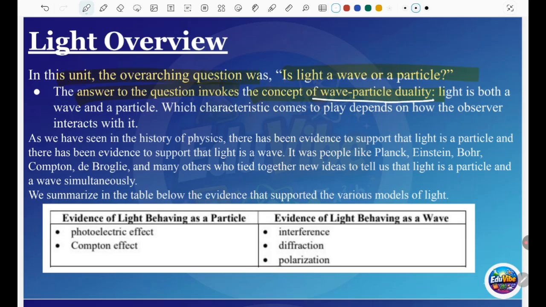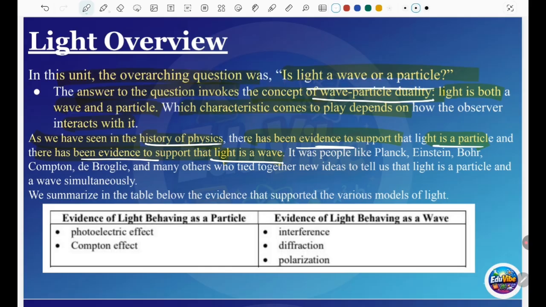Light is both a wave and a particle, and which one comes into play depends on how the observer interacts with it. As we have seen in the history of physics, there has been evidence to support that light is a particle, and there has also been evidence to support that light is a wave. So light is a particle and a wave, both.